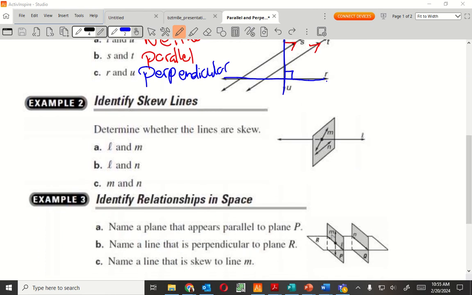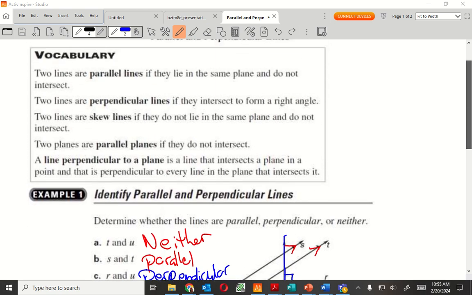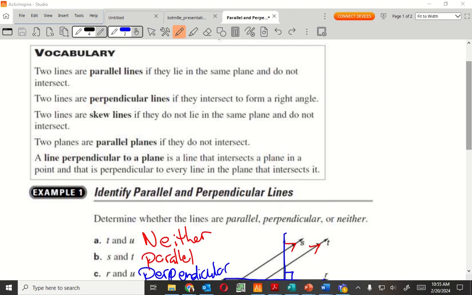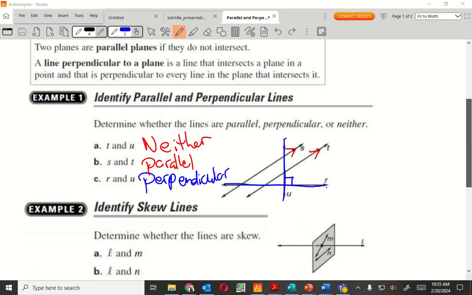Skew lines. Definition of skew. It's kind of like what they're not. They're not on the same plane and do not intersect. Where do you see that? They do not line up. And same plane. Now, a plane is a flat surface.